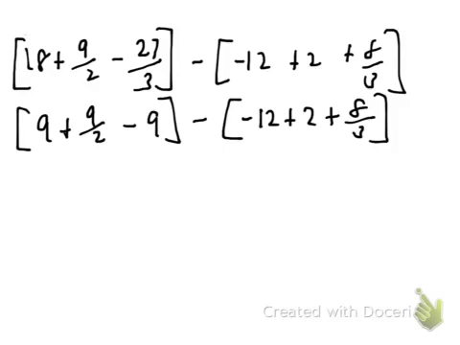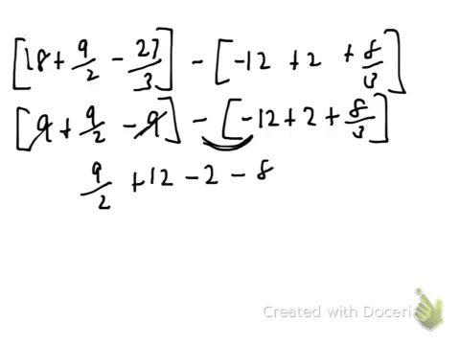Alright, time to remove brackets. So we get a 9 and a negative 9 there, and they cancel each other out. So we get 9 on 2. So we get a minus situation, plus 12, minus 2, minus 8 on 3.